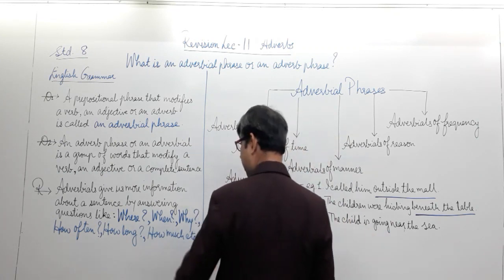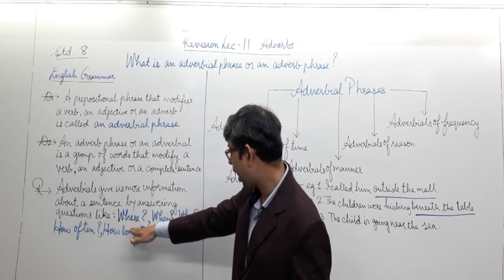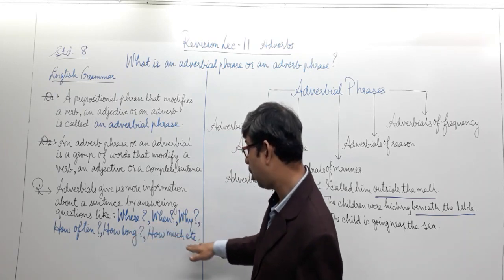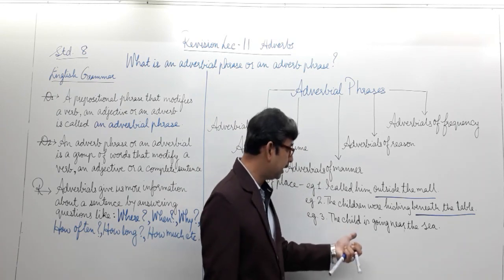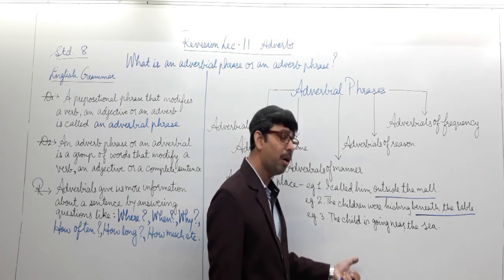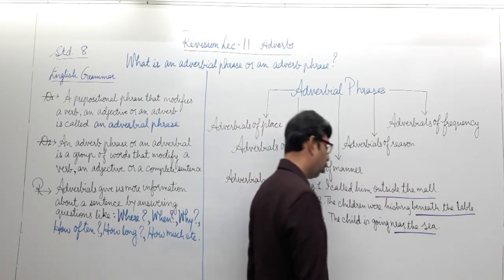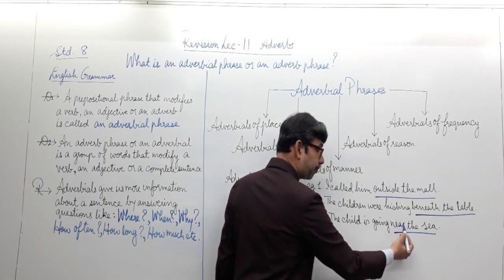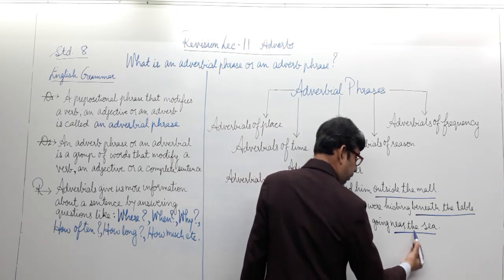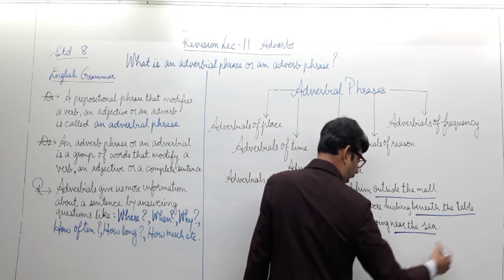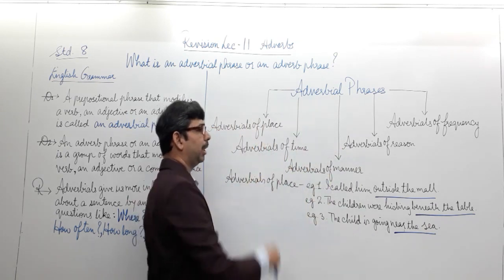If you ask a question, as I just said, adverbials give us more information about a sentence by answering the questions where, when, why, how often, how long, how much. So if I ask a question to this sentence, the child is going near the sea, where is the child going? Then I would definitely get my answer: near the sea. So, near being the adverb, the entire set of words which contains the adverb, the determiner as well as the noun sea, together becomes my adverbial phrase, of the category adverbial of place.